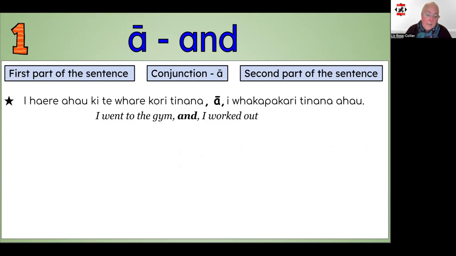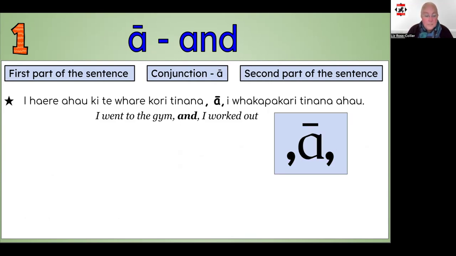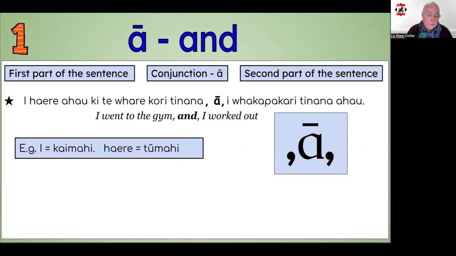You'll notice when the a conjunction is used in a sentence this way, it is written with a comma either side of it, and this is the correct way to use it. Comma, a, comma. In the first sentence example, I haere ahau ki te whare kori tinana and I whakapakari tinana ahau are both complete sentences. They both have a subject, a kaimahi, and a verb or tūmahi. Both parts of the sentence make sense on their own, and we've just joined them together with a conjunction.